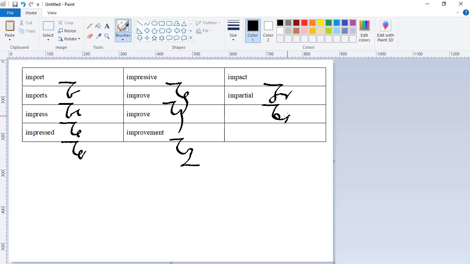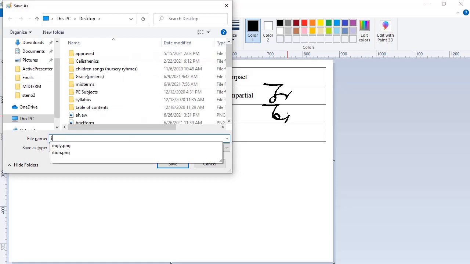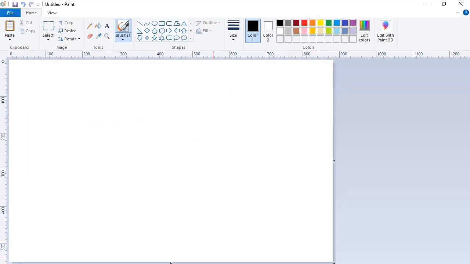Now let's move on to our M words. So, take note na si im and m have the same stroke, okay? So, ayan, try natin. Si m.